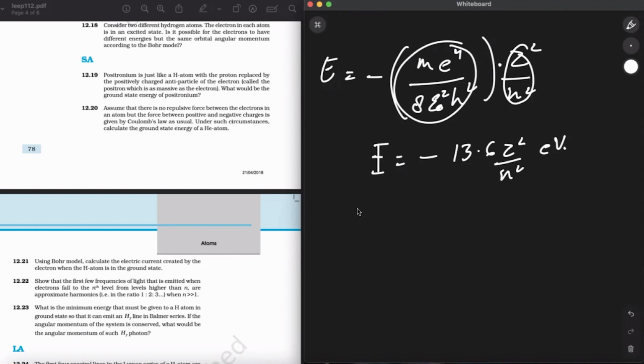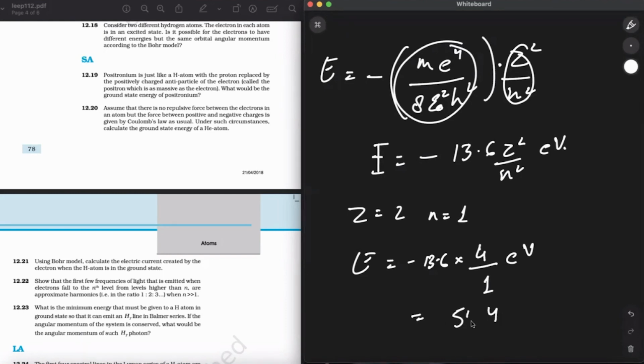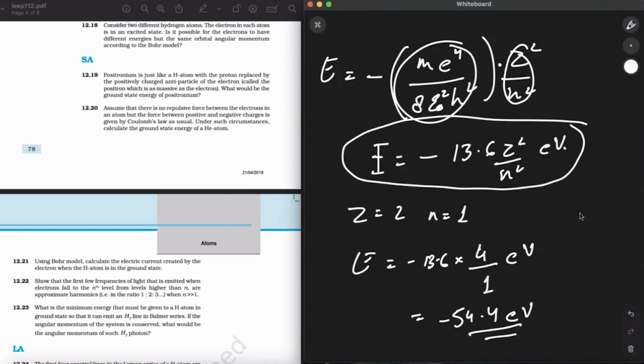And for the helium nucleus, Z is equal to 2 and n is equal to 1 for the ground state. So what will the energy be? E will be minus 13.6 times the value of Z, 2, whose square is 4, divided by 1 electron volt. Solving this, we get 54.4, so minus 54.4 electron volts. So this is your energy. We have to remember this: energy is equal to minus 13.6 Z square upon n square electron volts.